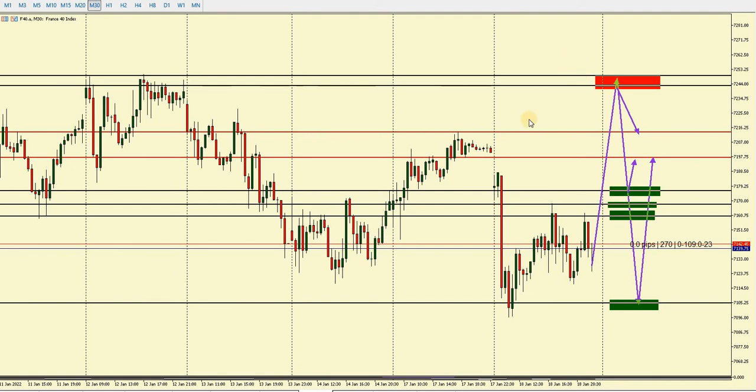We are in the selling zone. The market needs to go above these two and hit this resistance level, then we can sell it. In the market, you have to have patience. You just cannot enter the market quickly.